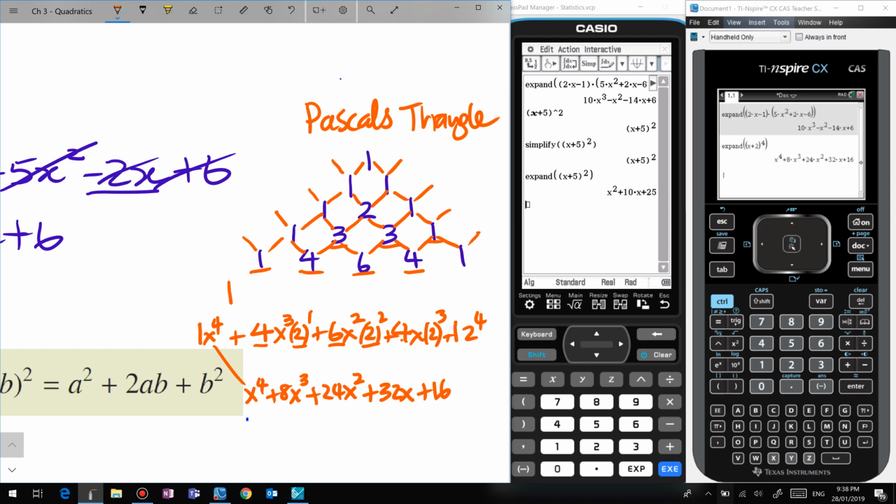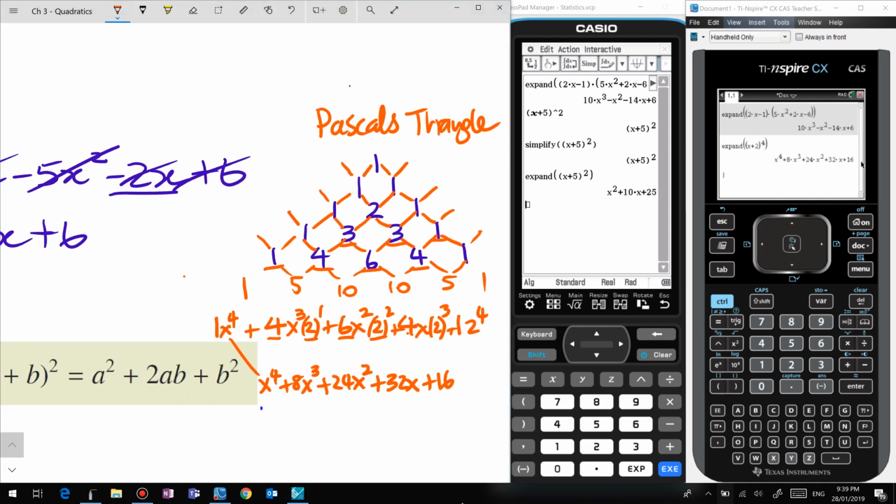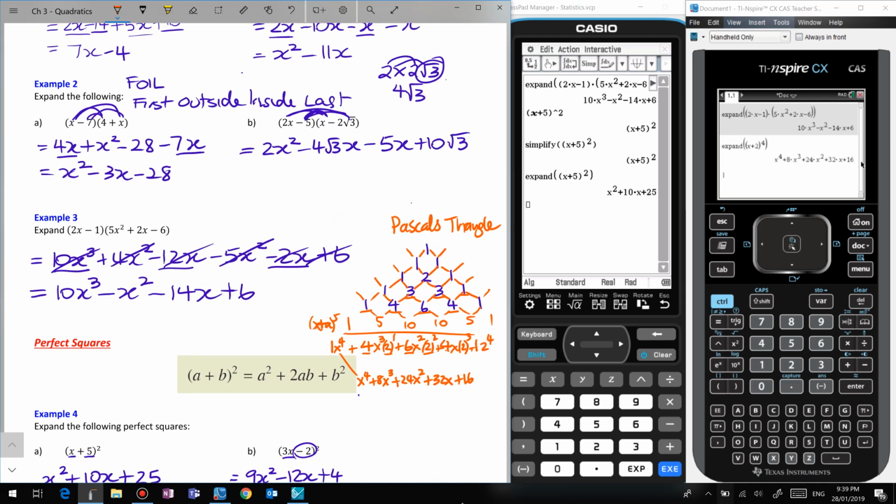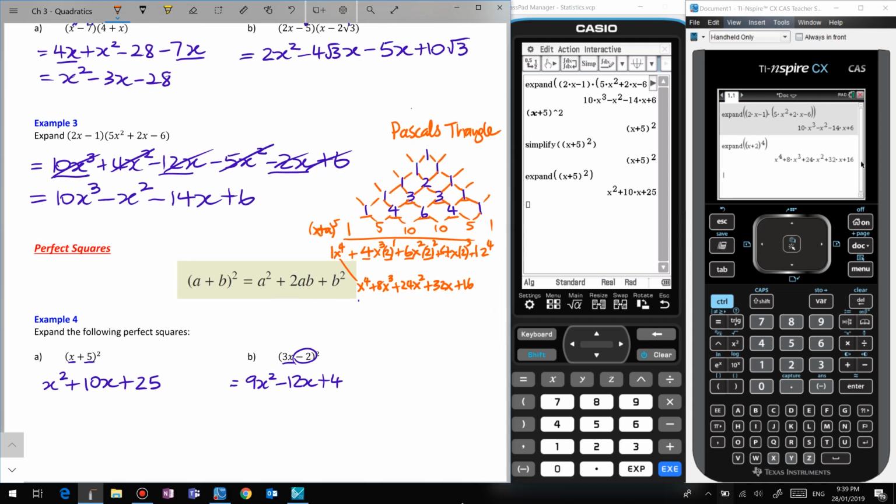So it's going to be 1, 5, 10, 10, 5, 1. That would be our next level. And that would be like x plus a to the power of 5. We'd use those coefficients. It's not really part of the Year 11 course, but I think it's useful to learn anyway.